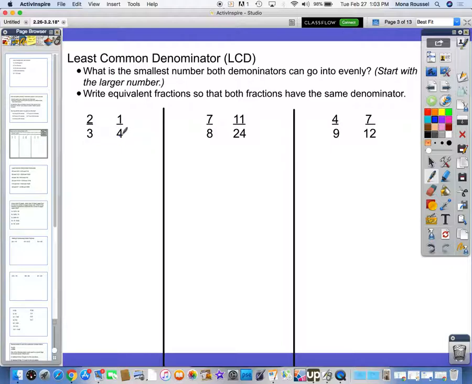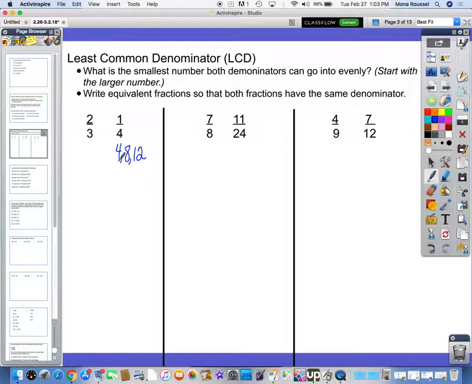So if we start with 4, 4 times 1 is 4, so that's its first multiple that we can use, because we'll not use 0. 0 cannot be a denominator. So 3 cannot go into 4 evenly, so we go to our next multiple of 4. 4 times 2 is 8. 3 cannot go into 8 evenly. So we go to the next multiple of 4, which is 12.